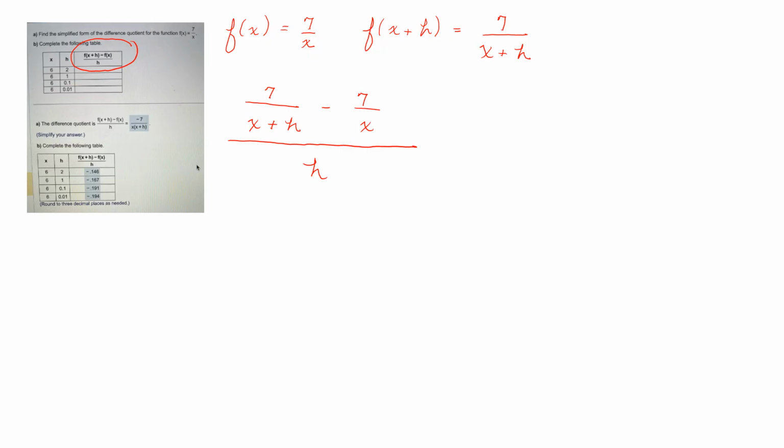So to do that, I'm going to multiply this first one by the denominator of the other fraction, and I'm going to multiply the second one by the denominator of the first.